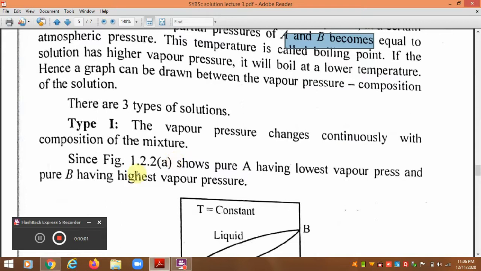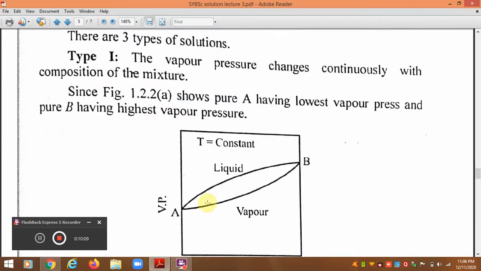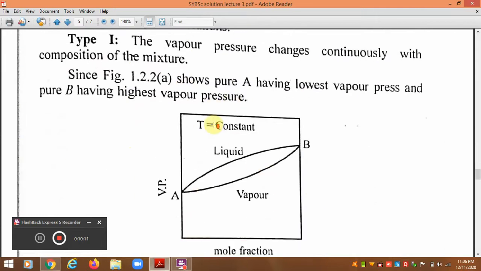completely immiscible system. In the first case, the vapor pressure changes continuously with the composition of the mixture, and you can observe here that this diagram shows pure component A having the lowest vapor pressure and pure component B having the higher vapor pressure. Whenever we compare their boiling points based upon their vapor pressure, you know very well, if the vapor pressure is lower, the boiling point will be greater, and if the vapor pressure is greater, definitely the boiling point will be lower.